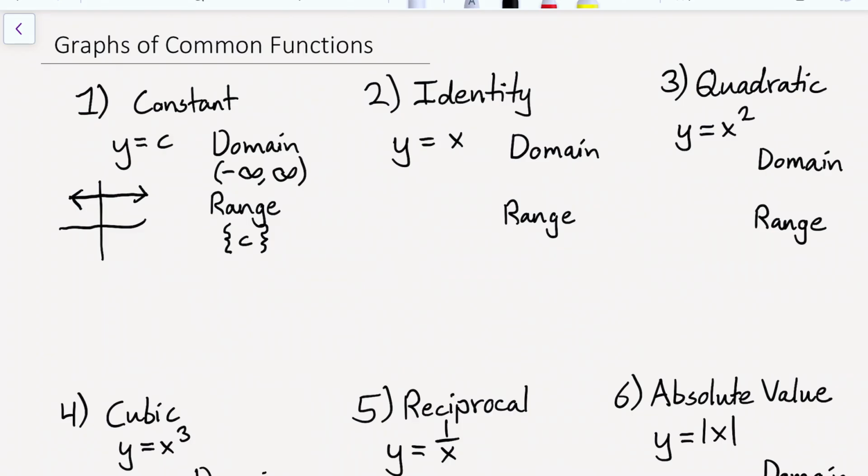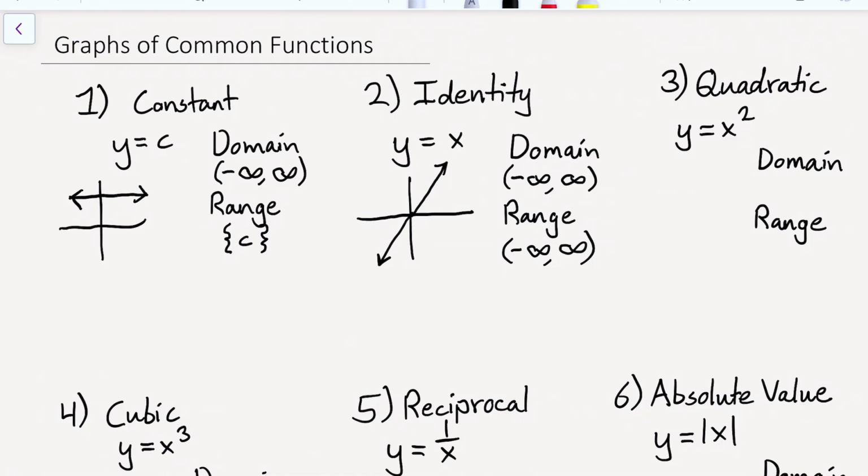Next we have the identity function. The identity function is a linear one, y equals x. We can think of this as a line with slope 1 through the origin, through (0, 0). Every other linear function is some variation of this identity function. The domain and the range for the identity and for all linear functions are negative infinity to infinity.